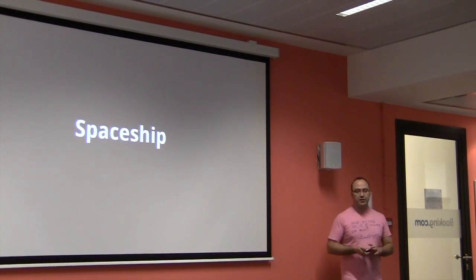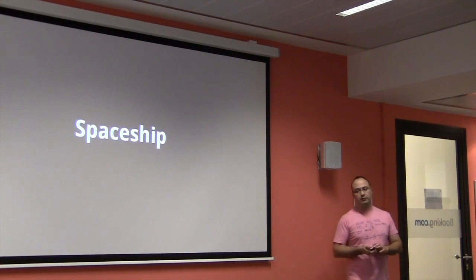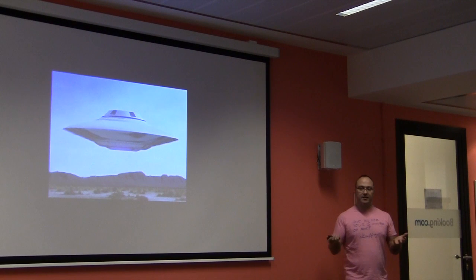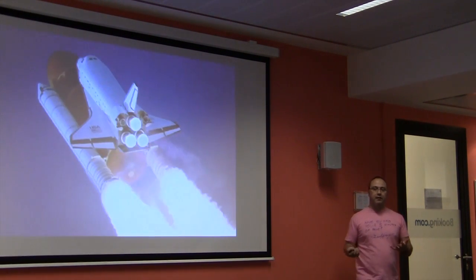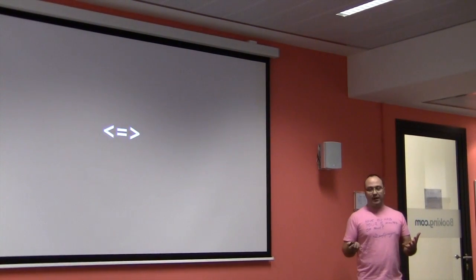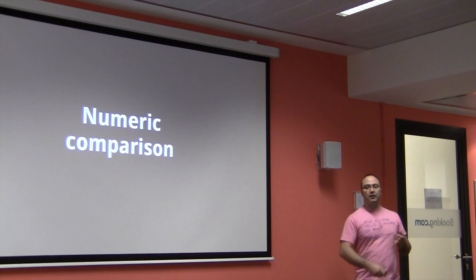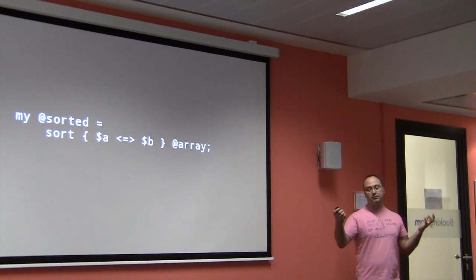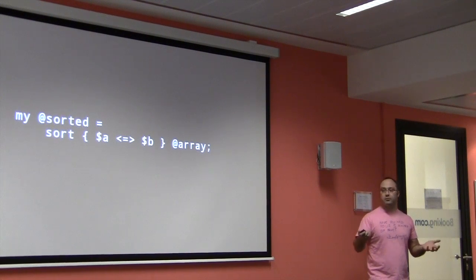The next one is the spaceship, which was named by Randal Schwartz. So there are different kinds of spaceship. This is a spaceship. This is another kind of spaceship, but it also works. So, spaceship is a numeric comparison operator, and the most common use is in sort.